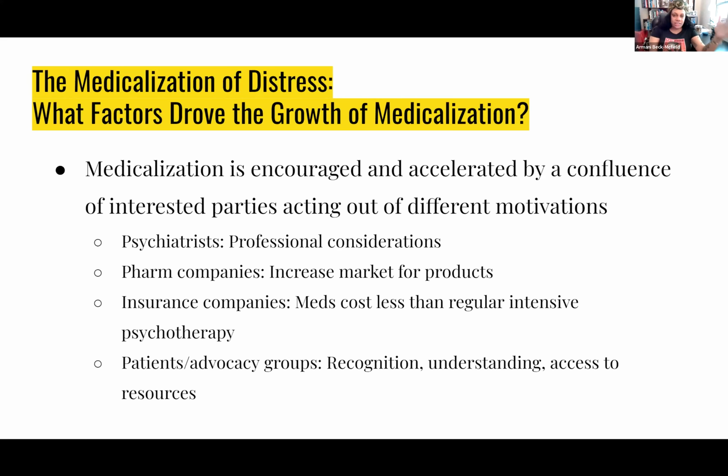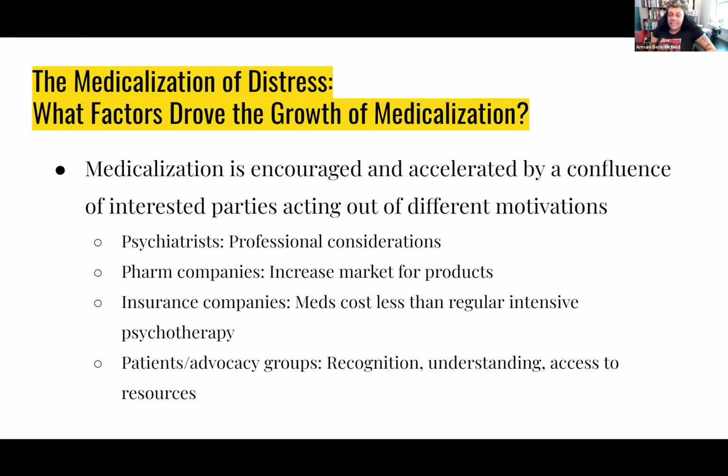The more diagnoses there are, the more people that can fit that diagnosis, and then the more medications that can be produced and marketed and tested to treat those growing number of people in those growing number of categories. So it's not that I'm saying all this is big pharma, but yes, pharmaceutical companies do benefit from increased medicalization just from a financial standpoint.